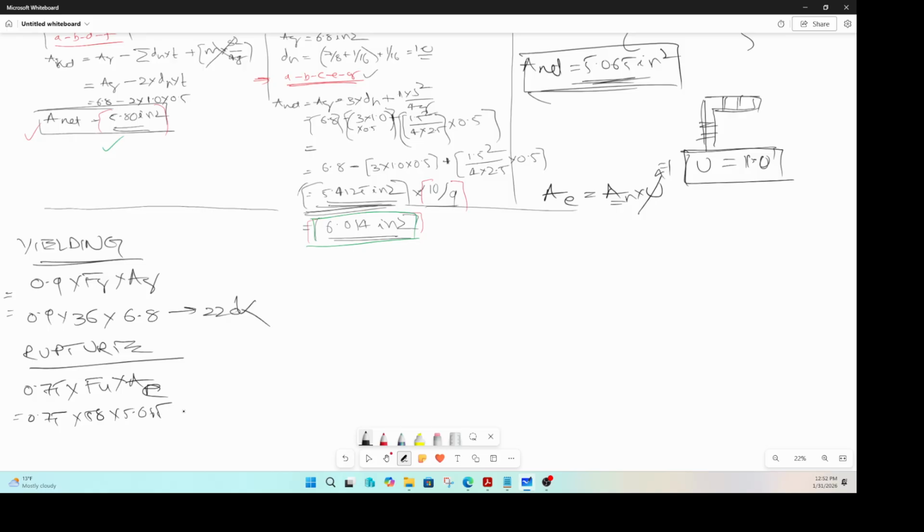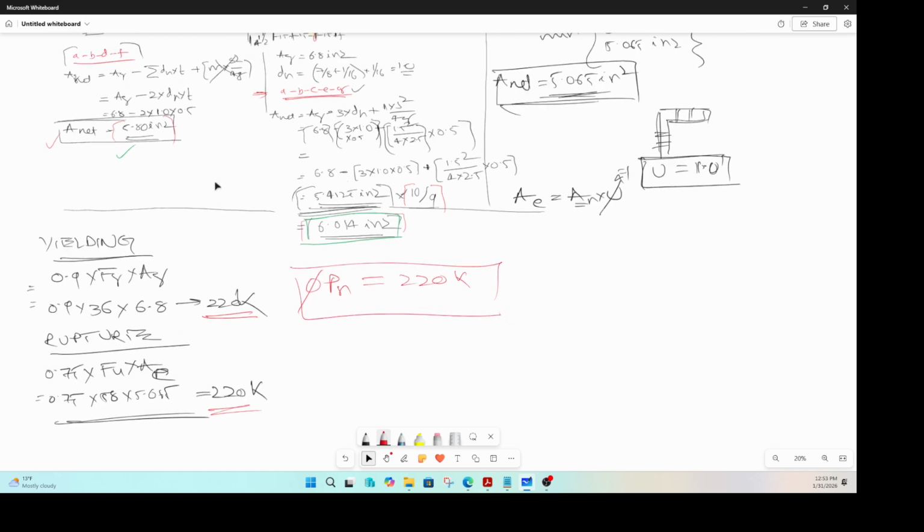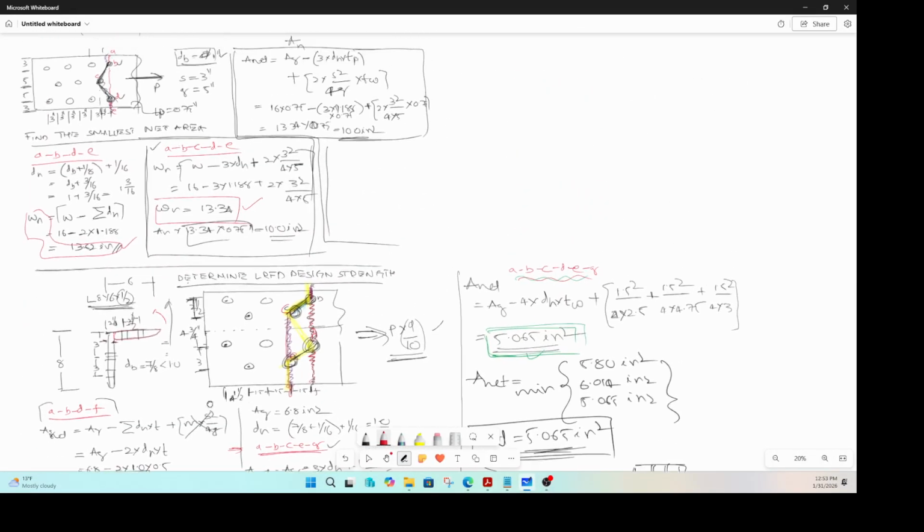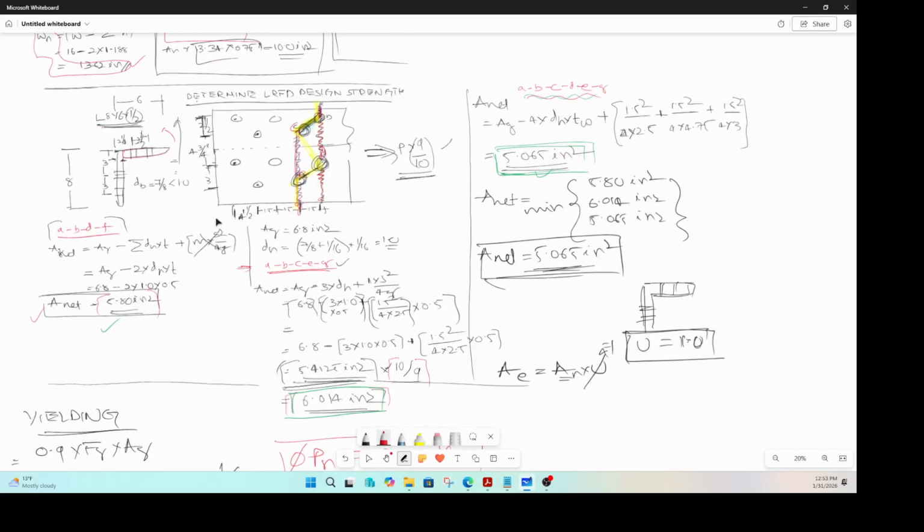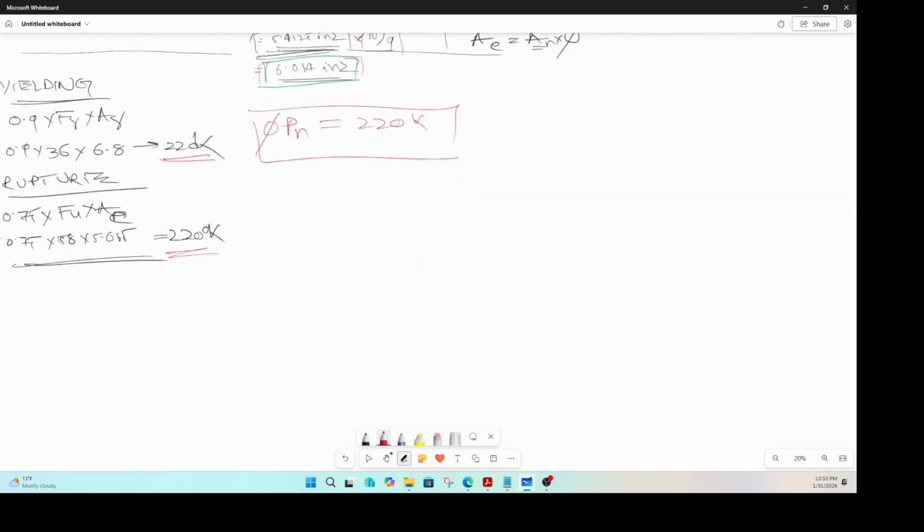5.065. So when you multiply all these things, you find out this also to be so many kips. So the strength of the connection is the least of these two values. In this case, they are both the same. So phi times Pn, the strength of the connection, is 220 kips in this case. Okay. So hopefully that makes things clear.